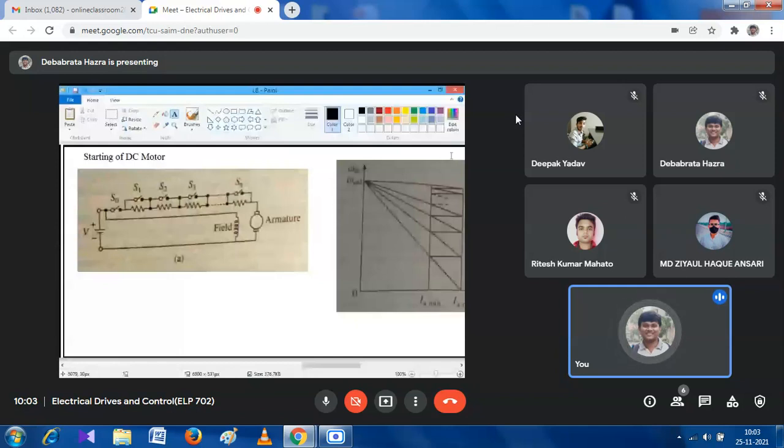First we write the motor equation. What is the motor equation? V is equal to EB plus IARA. This is the motor equation. For a DC motor, we can write the motor equation as V is equal to EB plus IARA. Then from that equation, we can write IA is equal to V minus EB by RA.